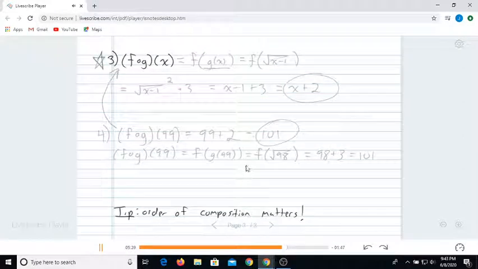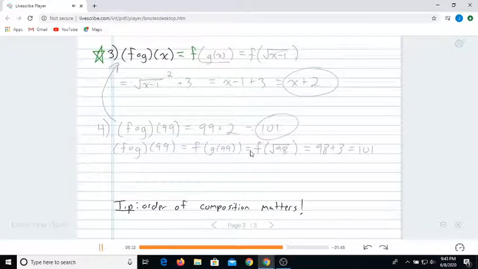And we can do this with a variable too. So let's go ahead and look at this example number 3. So that'd be f at g at x. Again, working from the inside out. G at x is square root of x minus 1. So we take that, punch it in. So that's going to be square root of x minus 1, quantity squared, plus 3. The squaring will cancel the square root, and that simplifies down to x plus 2.